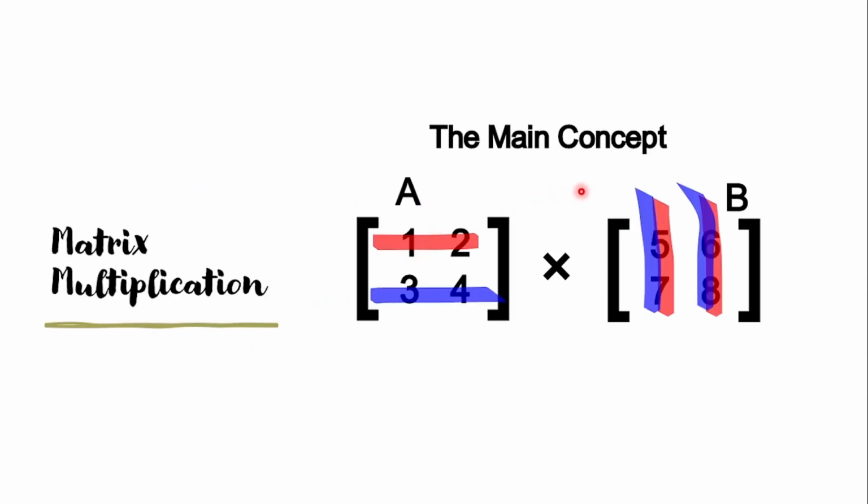What is the main concept? Well, they are going to multiply the columns in matrix B by the rows in matrix A. So 1 will multiply with 5, 2 will multiply with 7, 1 will multiply with 6, 2 will multiply with 8, and that is the main concept.